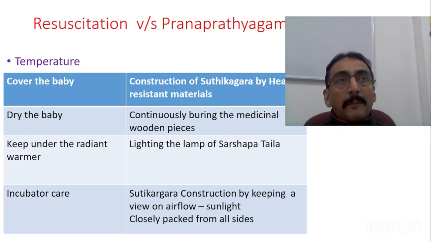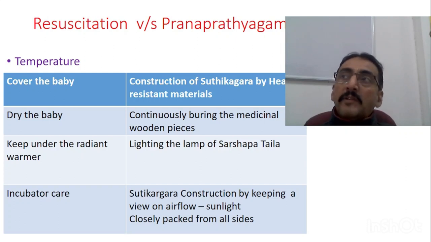of the delivery room immediately after birth, so that the baby will not suffer, because the temperature inside the uterus is 5 degrees higher than the outside temperature, so we have to maintain the temperature at a higher degree. Therefore this type of method is explained. Although contemporary science understood the importance of temperature only a few decades back, Ayurveda 5000 years back itself told that temperature is a must, and therefore Sutikagara construction is very crucial, and it has to be constructed as per the rules.